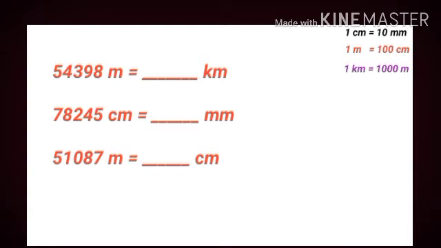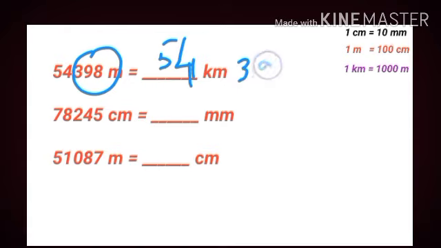The first numbers are the quotient and the last three numbers are the remainder. 54 is the quotient, isn't it? So we can write 54 as the quotient. In the previous example all the remaining numbers were 0, so we left them out. But here we have the number 398. 398 is the remainder. So here we can't leave it. We have to mention it as 398 meter. That also we have to mention here properly.